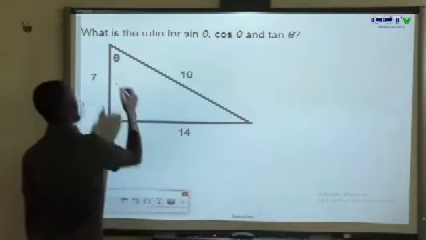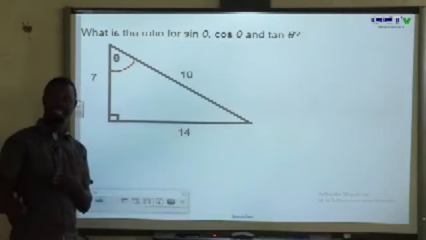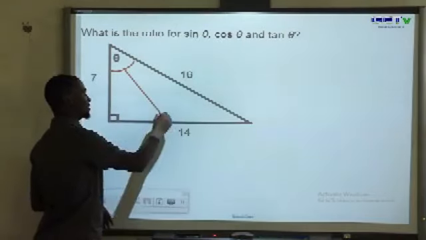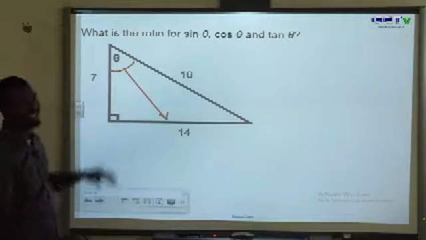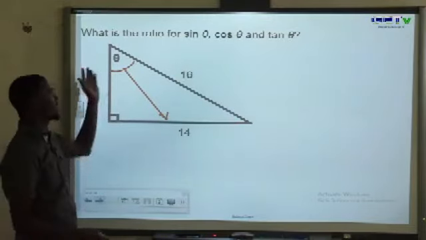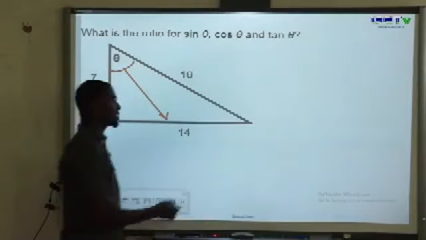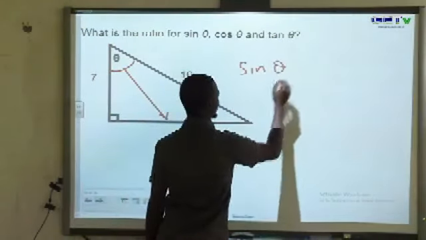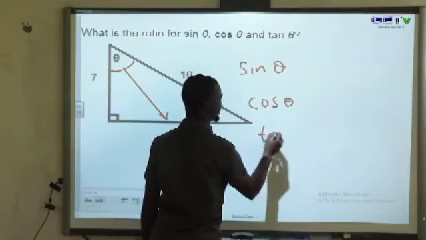First, we have our theta on the right angle triangle at this side here. The side directly opposite theta is the opposite, that is this side here, and that is 14. The adjacent side is 7, and the hypotenuse is 16. So we are asked to find sine theta, cos theta, and tan theta.